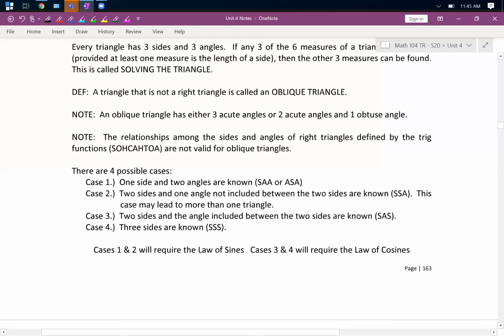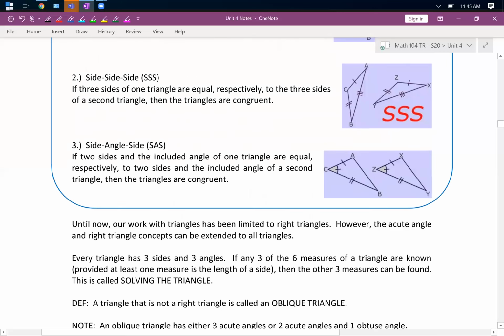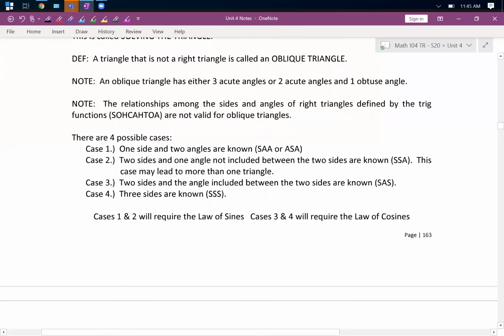But like I said, I don't remember them as the congruence axioms. I'm going to show you something else when we're given a problem to know whether we're going to apply law of sines or law of cosines. I want to point out that 3 out of these 4 cases are a congruence axiom, right? The only one that's not is case 2. And case 2 is typically the trouble case. As it's mentioned, it can lead to more than 1 triangle.